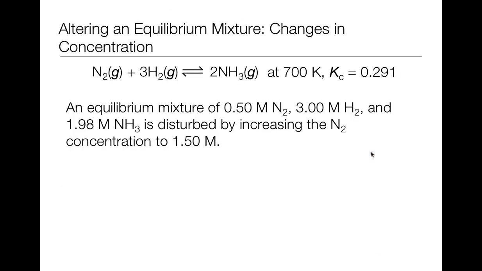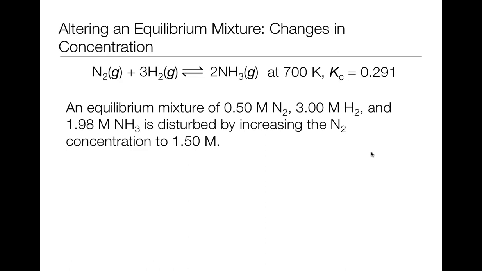So let's think about changes in concentrations. I'm just going to really breeze through this. We'll obviously do this on the board next time because I think it's really important to break down how to approach mathematical problems. But let's take this real quick. We have the Haber process again at 700 K with a Kc of 0.291. We have these certain amounts, so we have N2, H2, NH3.